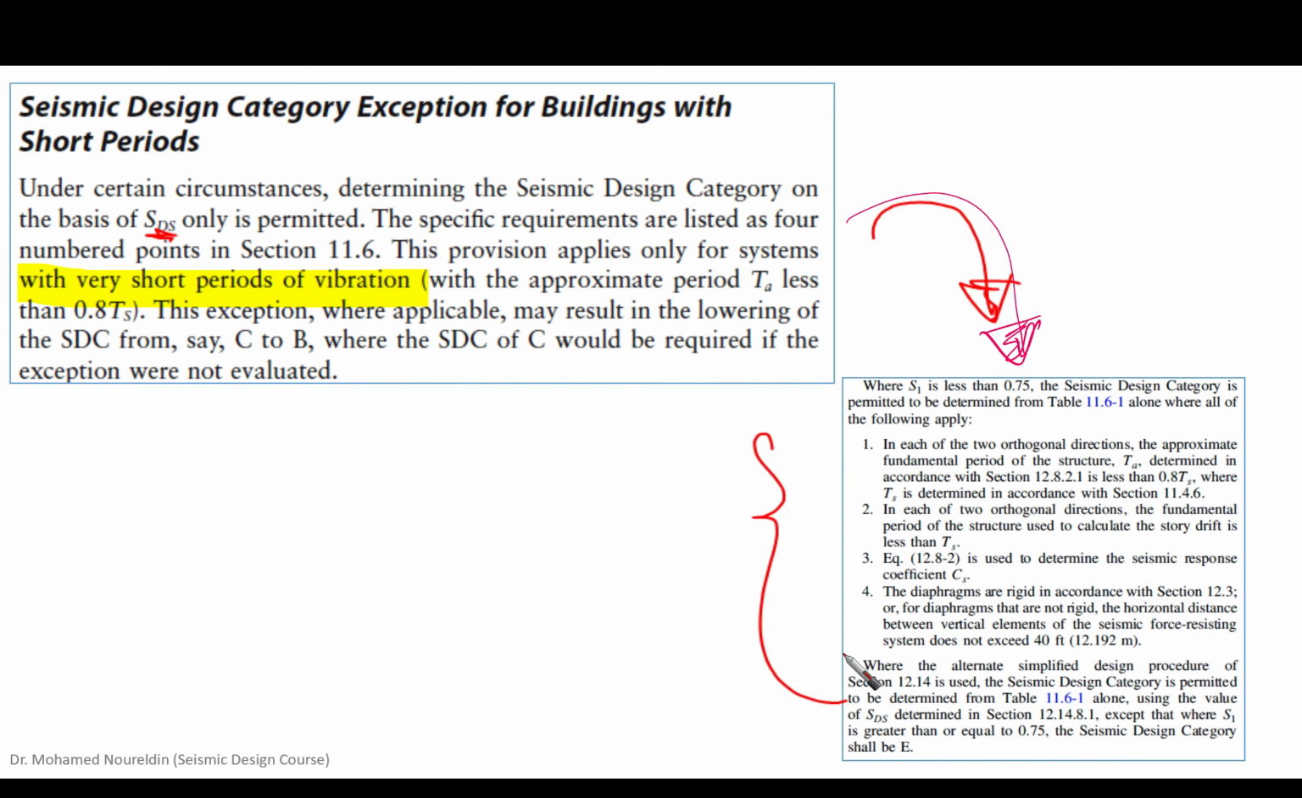All of them are talking about this provision applying only for systems with very short periods, with approximate period Ta less than 0.8 Ts. This exception, where applicable, may result in lowering the SDC from, say, C to B, for example. So this is only for short period structures.